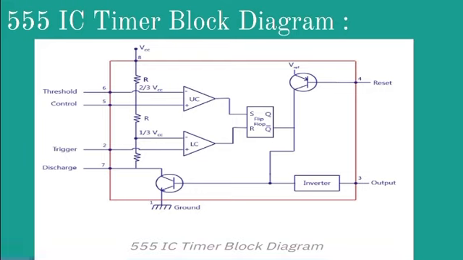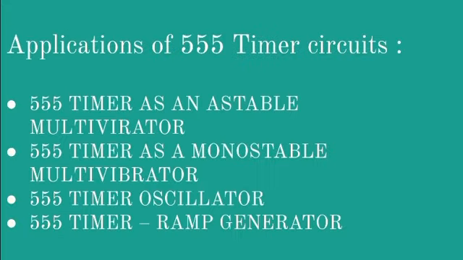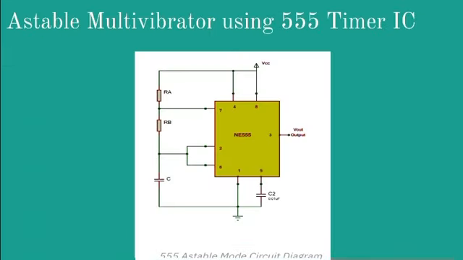Now let us see some of the applications of the 555 timer. The 555 timer can be used as an astable multivibrator, monostable multivibrator, timer, oscillator, and ramp generator. These are some of the applications for the 555 timer circuits. Let us discuss the next topic, which is the astable multivibrator.